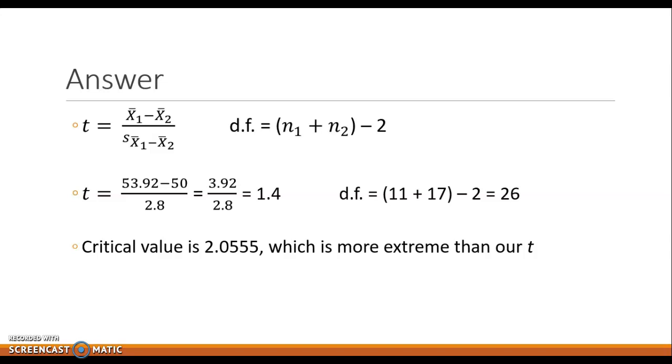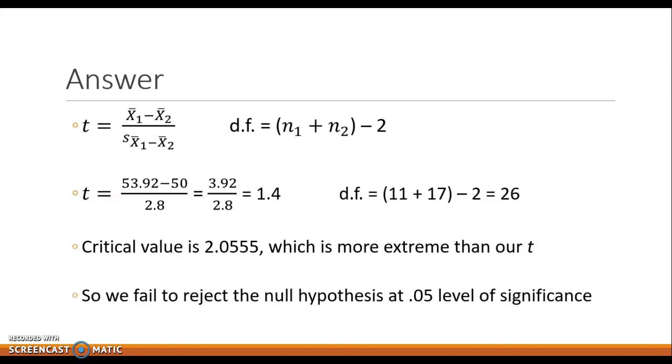The critical value, once you get the degree of freedom at 0.05, with the degree of freedom of 26, which is 11 plus 17 minus 2, is 2.055. Now, your critical value is more extreme than your t, which means that we're going to fail to reject the null hypothesis. Remember, if your t-score is more extreme, is larger on either end than the critical value, then we will reject the null. But in this case, it's smaller, so we fail to reject.